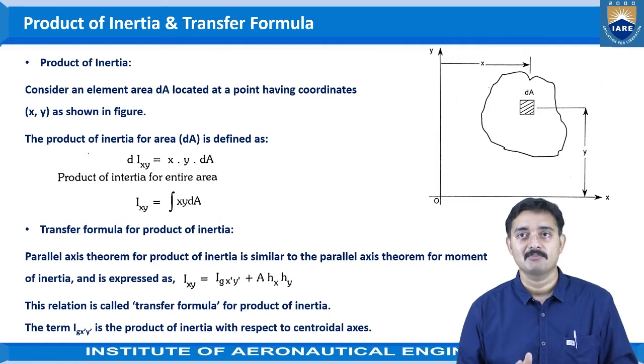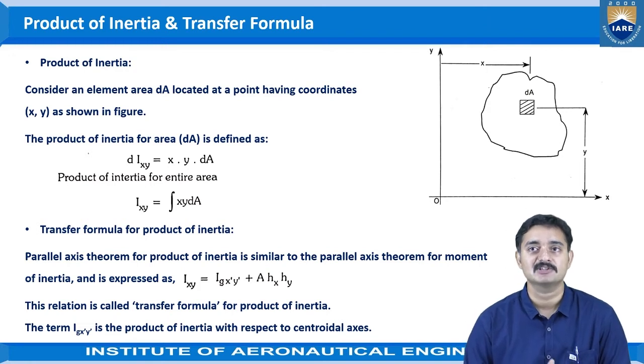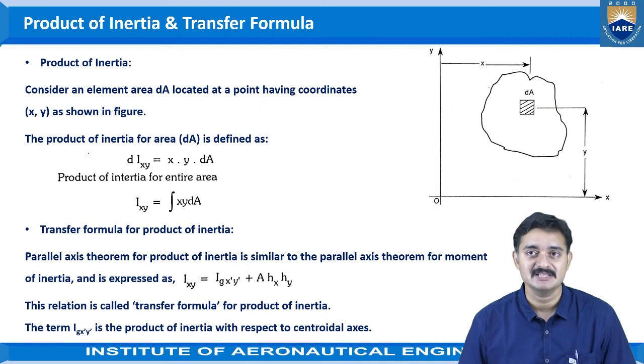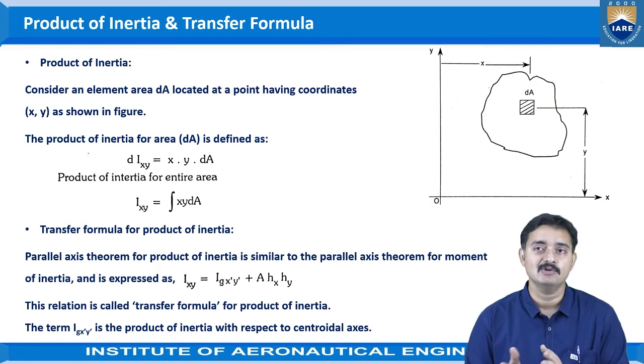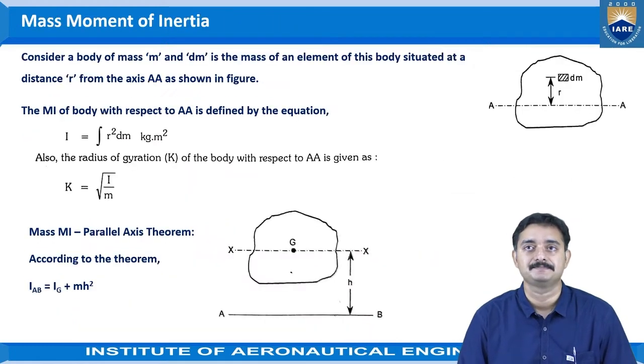So the transfer formula for product of inertia is considered like this. The parallel axis theorem for product of inertia is similar to the parallel axis theorem for moment of inertia and is expressed as Ixy equals Igx'y' plus A hx hy. You can observe the similarity here; the only thing is that we are considering both axes at a time. This relation is called the transfer formula for product of inertia. The term Igx'y' is the product of inertia with respect to the centroidal axis.